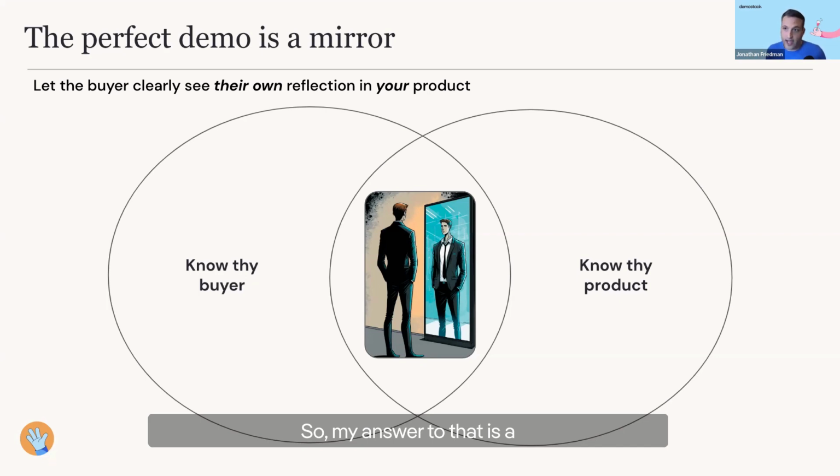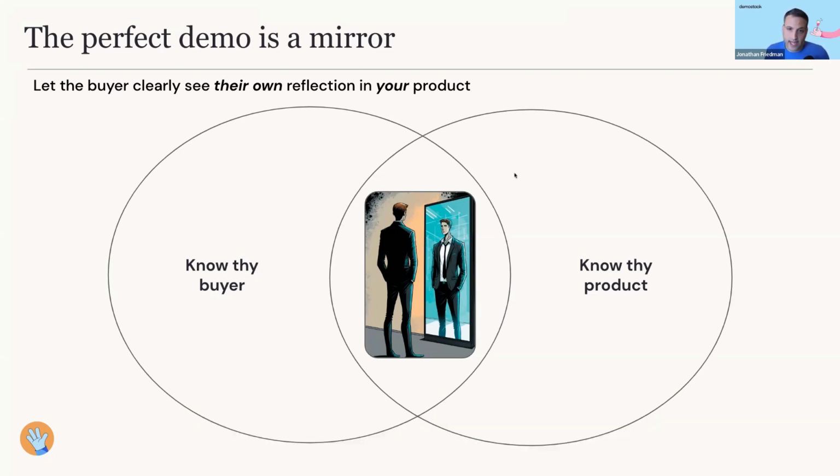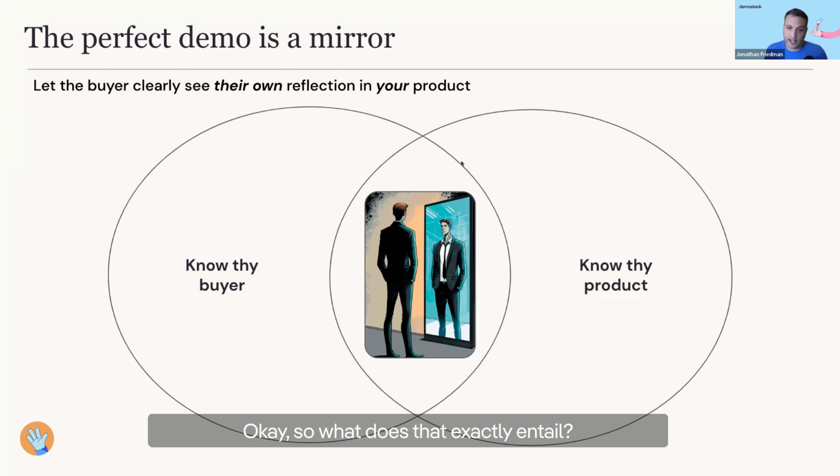My answer to that is that a perfect demo is actually a mirror. If the buyer can see their own reflection in your product, that is a perfect demo. So the buyer sees their own reflection in your product, and that's the main thing here. For that, obviously, you need to know two things and combine them: you need to know thy buyer and you need to know thy product. So what does that exactly entail?